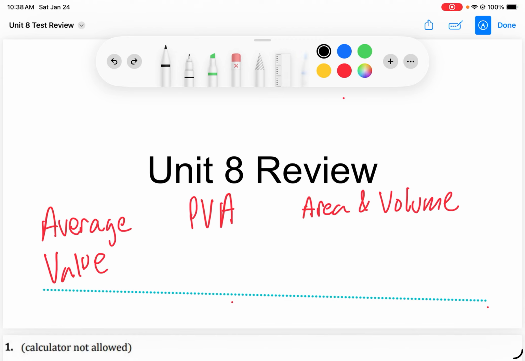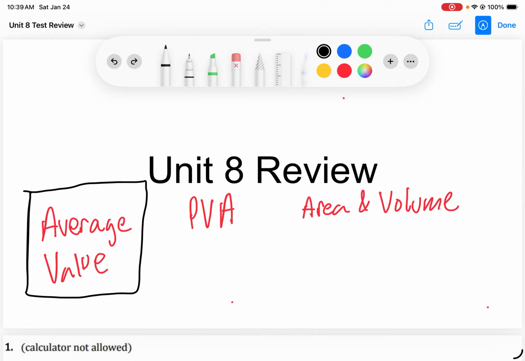Hi guys, in these videos we're going to talk about just Unit 8 and reviewing, and I wanted you to know there's a lot to Unit 8. The first thing we talked about was average value. The average value of a function is when I had this integral from a to b, and it was 1 over b minus a, and then whatever this function value was. If it was talking about velocity, that would be average velocity. If the function was acceleration, it would be average acceleration.